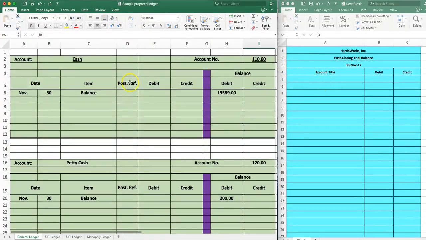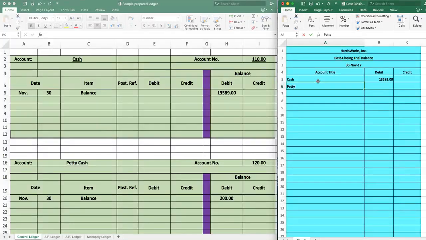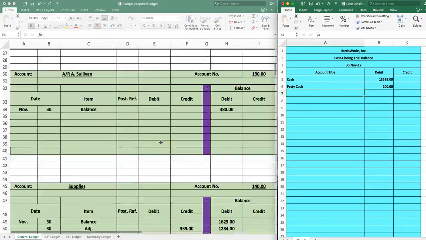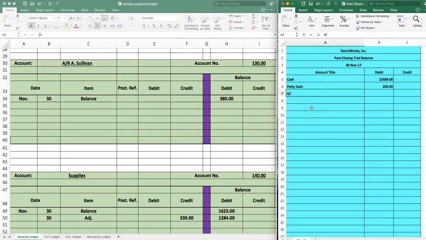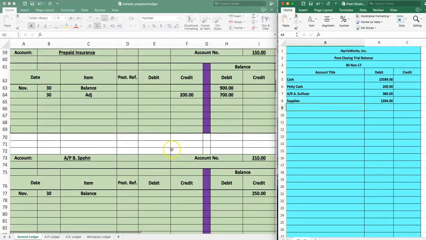So we're just going to fill this out very easily, and we're going to put our account title in here, which is cash, and it has a debit of 13,589. Petty cash has a debit total of 200. Our receivable has a debit amount of 380. Supplies has a new amount, 1,284. Prepaid insurance has an amount of 700. That's different than the original trial balance.